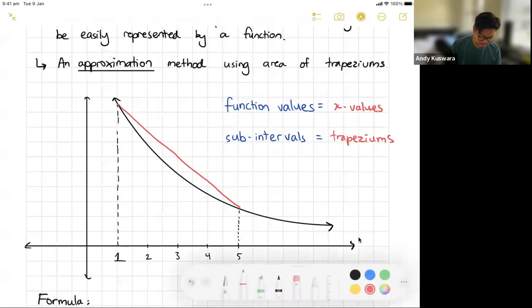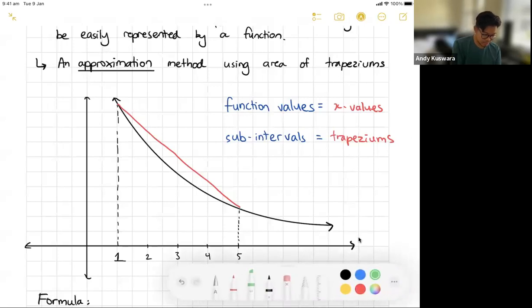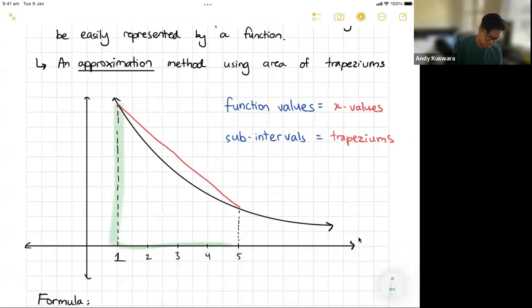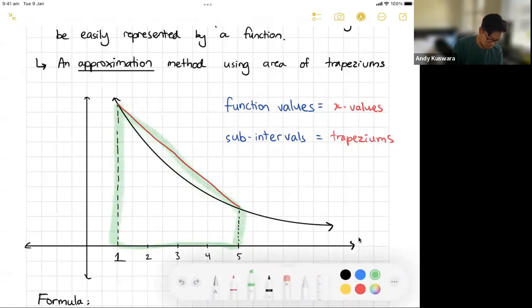As an example, if we went with this big trapezium here, we would be working with 2 function values, because there's the 1 and the 5, but we'd be working with 1 subinterval because it's 1 trapezium.